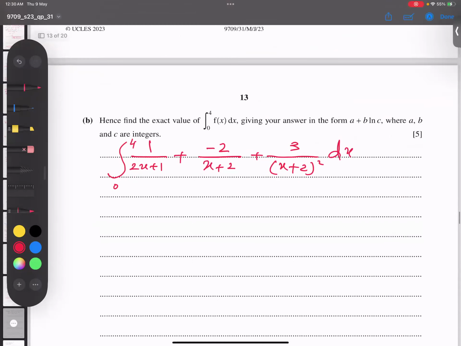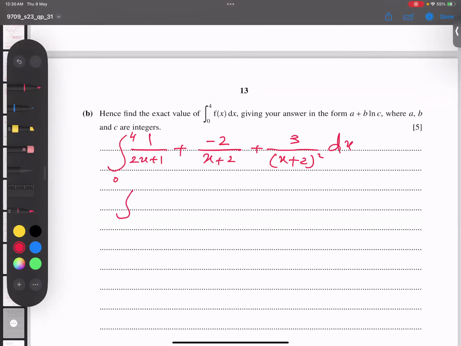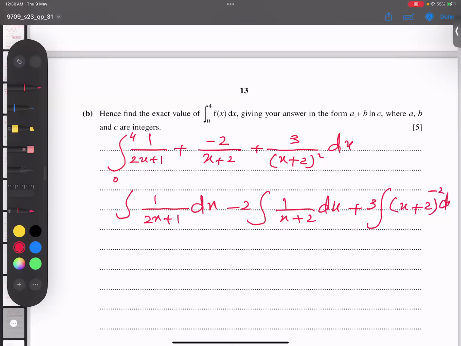Okay, best technique, students: I will split them because every part is a separate criterion. That is why this -2 I can bring outside, -2, and inside I have x plus 2. And this I bring 3 outside, but this power is not 1. I will bring it up. And limit 0 to 4, 0 to 4, and 0 to 4. Now, students, one by one, we will focus on how we can get our answer.